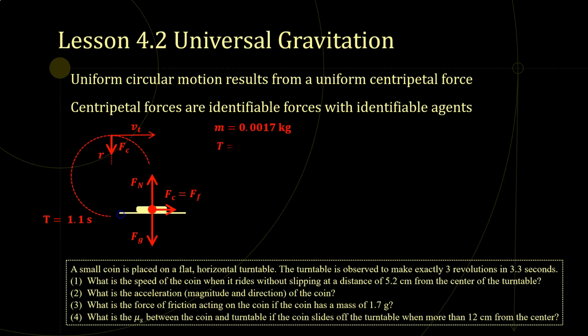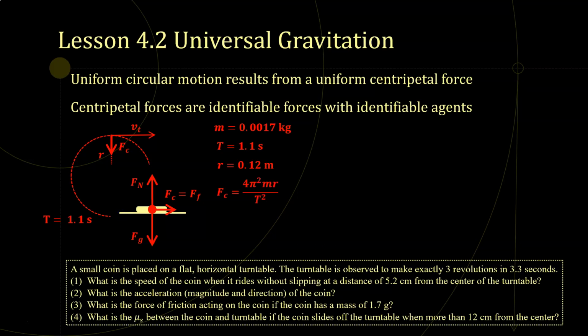Let's see if I can solve for this. I'm going to carry along my period. My radius is, instead of being 0.052, now I'm at 0.12 because it's 12 centimeters. And again, because I'm using force potentially in here, because I'm using friction force, and the coefficient of friction is a ratio between two forces, I have to have everything in kilograms, meters, and seconds.